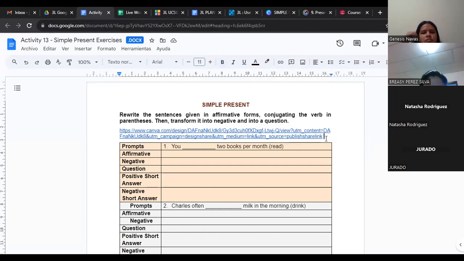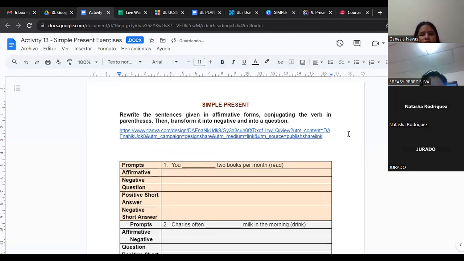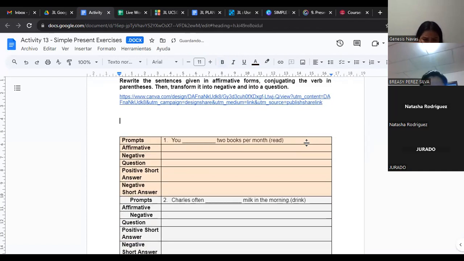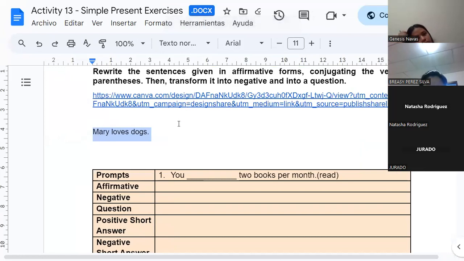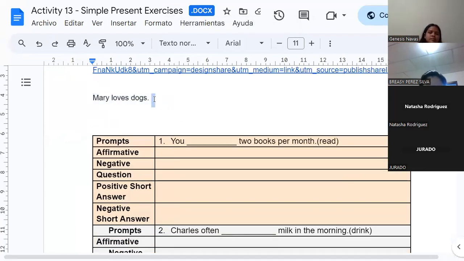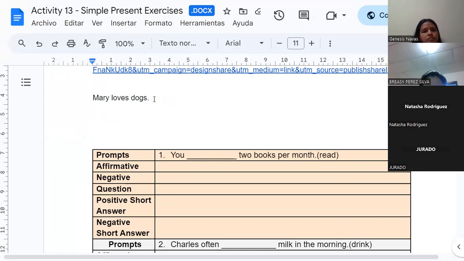So, antes de pasarles el link, vamos a revisar qué es una short answer. Si yo tengo, por ejemplo, Mary loves dogs. Okay, so, ¿qué significa esta oración? Mary loves dogs. Mary ama a los perros. Ya, Mary ama a los perros. Ok, ahora yo la quiero hacer negativa. ¿Cómo hago esa oración? Negative. Mary doesn't love dogs. Mary doesn't love dogs. Very good.